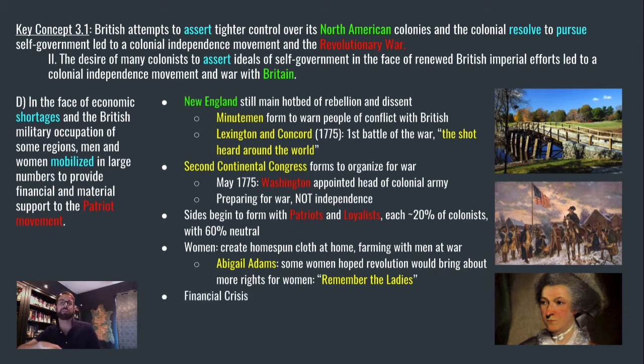Now, because this war is going on, you have to fund the war somehow. So what happened is American currency suffers from high inflation.